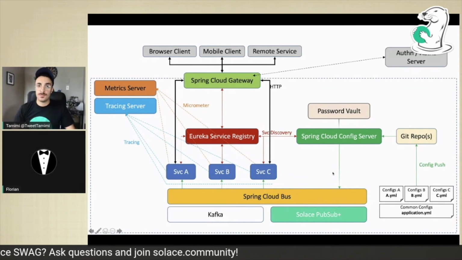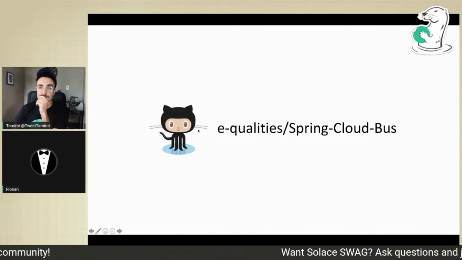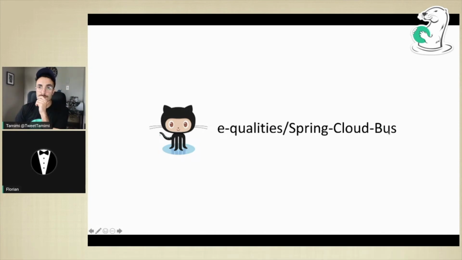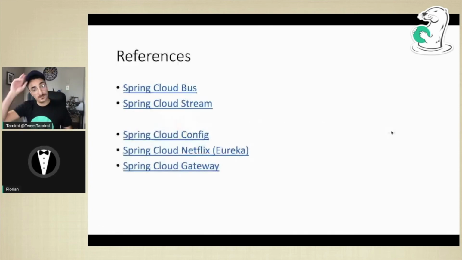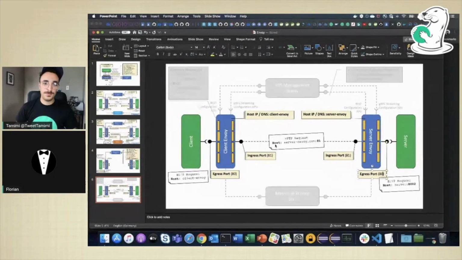That's pretty much everything I have to say. If you're interested, again, you can go to the Qualities Spring Cloud Bus repository on GitHub. There you'll find everything I just said now. I'll also upload the slides there, and there you can also find some references to documentation of Spring Cloud Bus and Spring Cloud Stream and all the other components that I was mentioning today. That's it from my side. Thank you very much. Are there any questions that you would like to know?